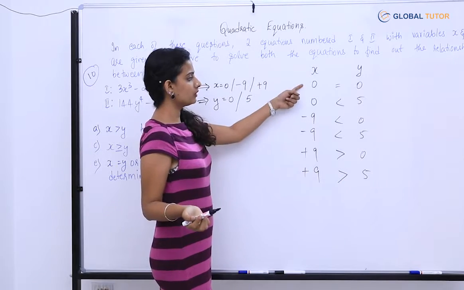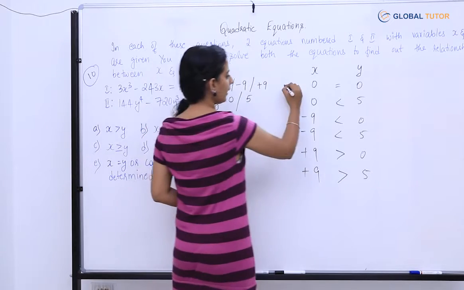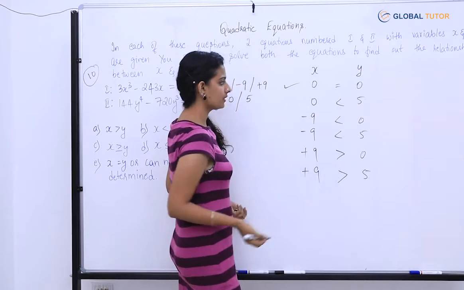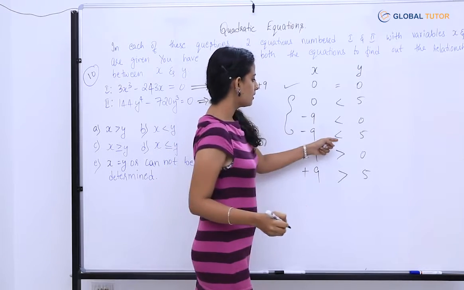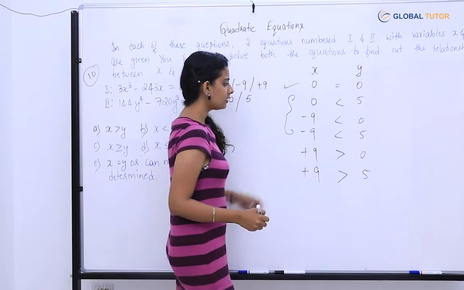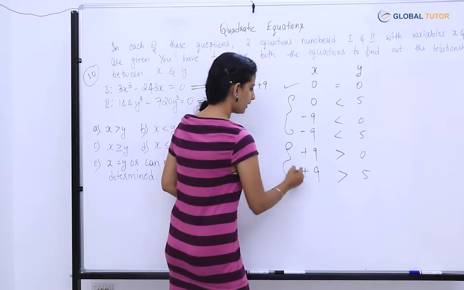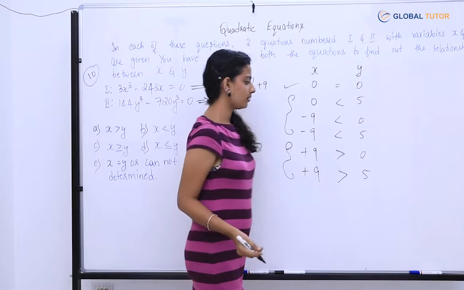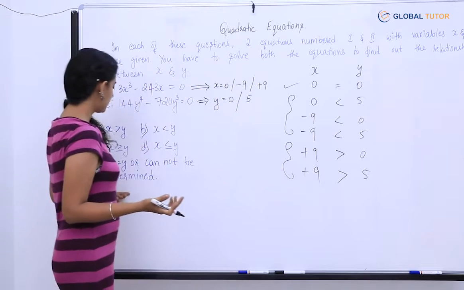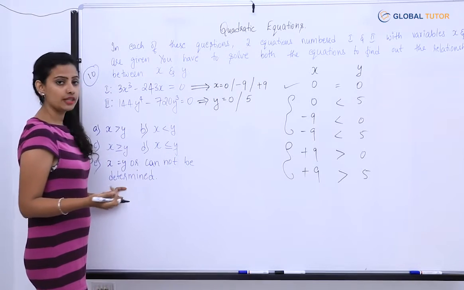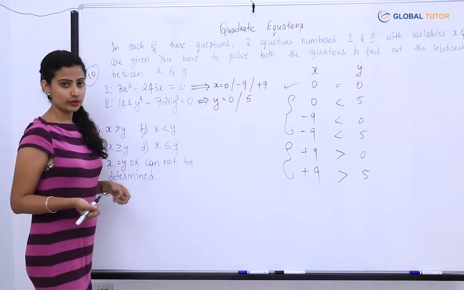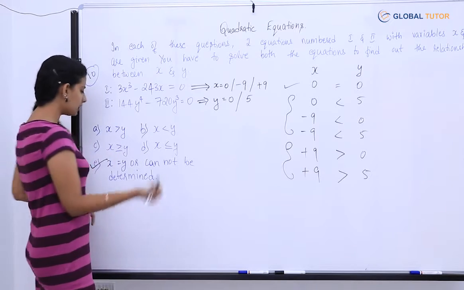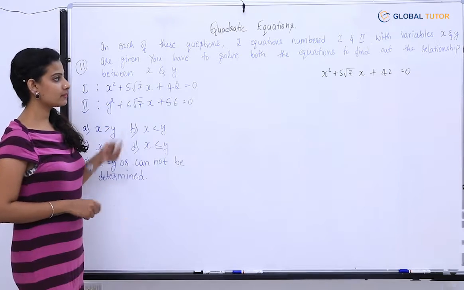So if you observe, for some value x is equal to 0, for some value x is less than y, for some values x is greater than y, which means we cannot determine the relationship between x and y comparing these two equations. So option E is the right answer. I got a similar question.